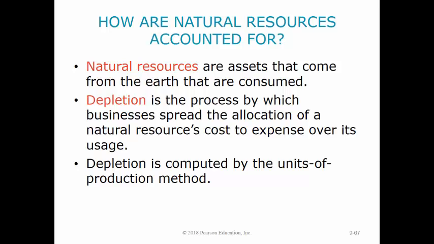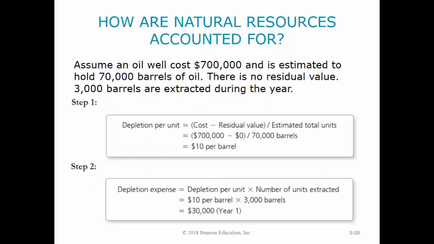Depletion is computed by the units of production method. Assume an oil well costs $700,000 and is estimated to hold 70,000 barrels of oil. There is no residual value. If 3,000 barrels are extracted during the year, depletion is calculated as cost minus residual value divided by estimated total units. So 700,000 minus 0 divided by 70,000 barrels is equal to $10 per barrel. Then multiply the depletion per barrel by the number of barrels for the period, so $10 per barrel times 3,000 barrels is equal to $30,000 of depletion in year one.